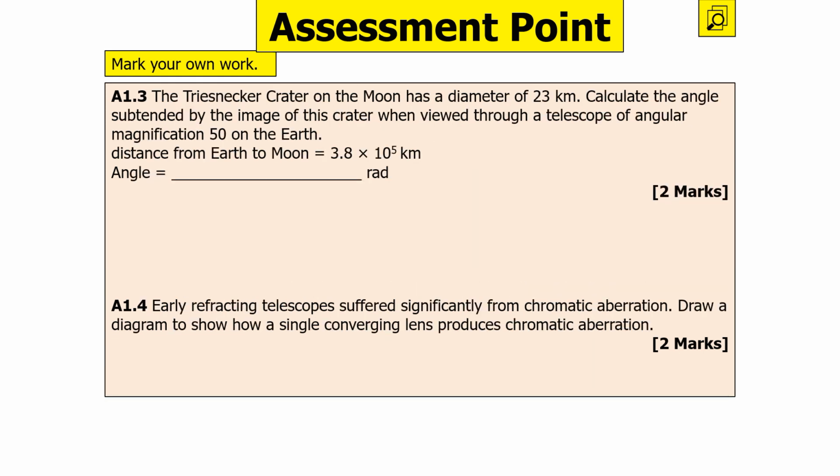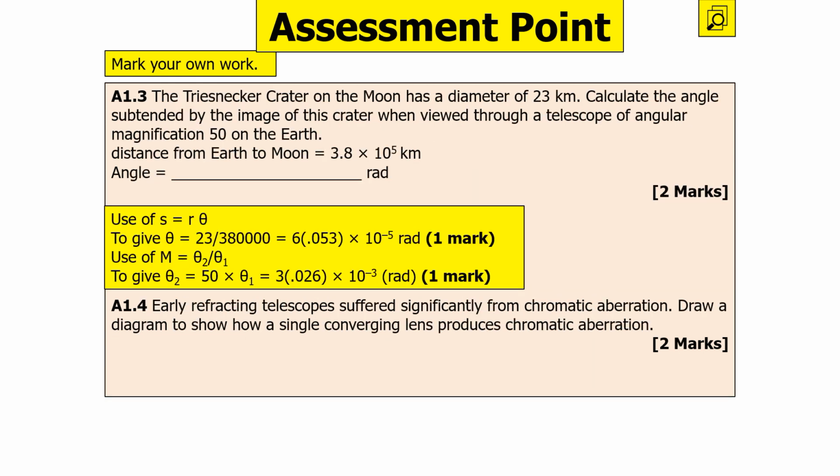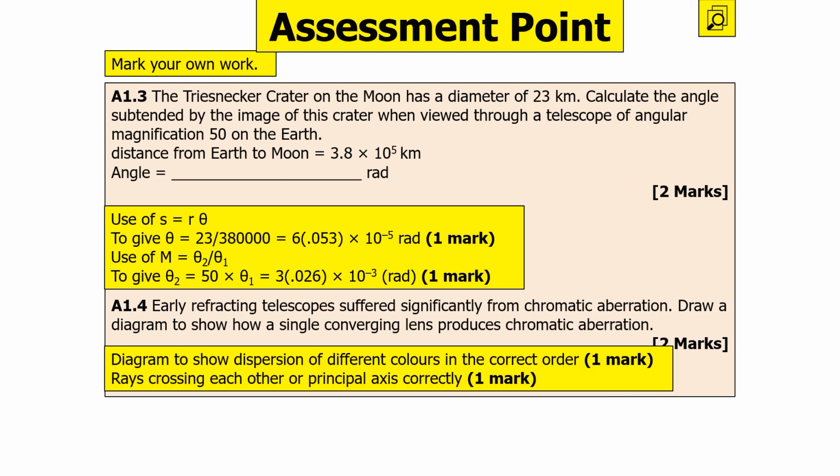In this next one, we know that S equals R theta, so therefore theta is S over R, S being the diameter of the object and R being the distance to the object. Put them both in meters, or you can keep them in kilometers to be fair, because it will be a ratio, so it'll be 6 times 10 to the minus 5 radians. We know M is theta I over theta O, so we work that through to equal 3 times 10 to the minus 3 radians. And then the idea with chromatic aberration is that the red wavelength will have its focus further away from the lens than the blue wavelength.